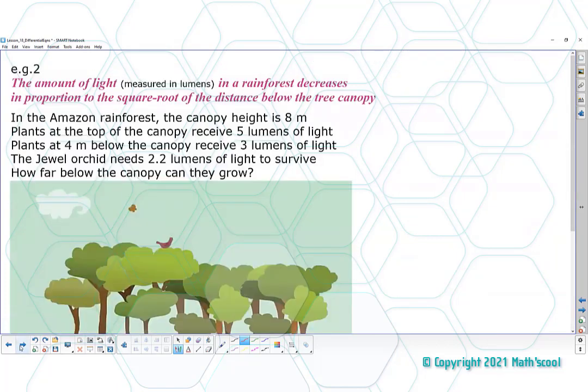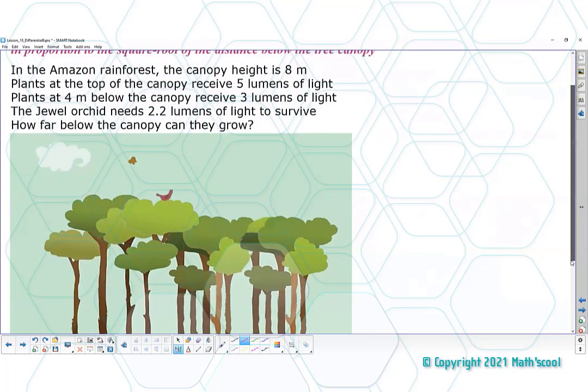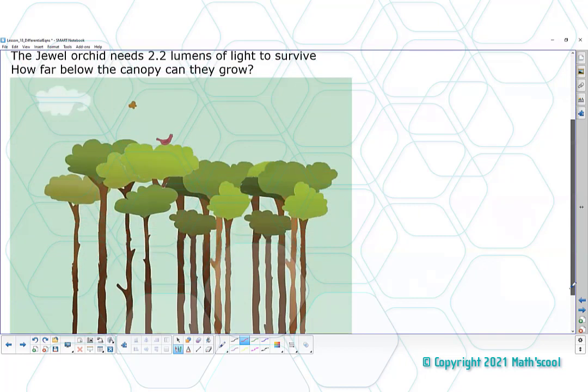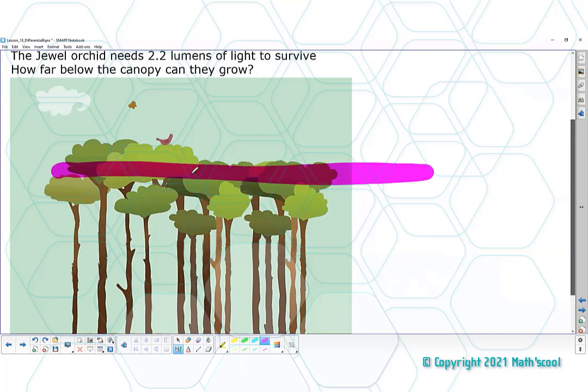Okay. Next question. In the Amazon rainforest, the canopy height is 8 meters. So that was, we talked about this before. We said this is the canopy where the tops of the trees are. And we know that that's about 8 meters.